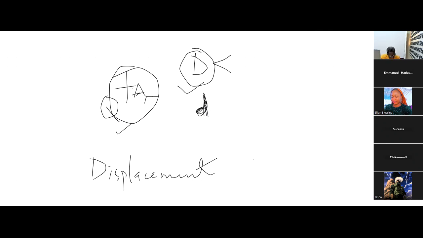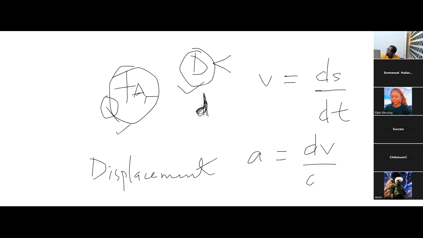If you are looking for the velocity, that would be change in distance all over change in time. Change in distance all over change in time. That is the velocity. You now want to go to acceleration, which is equal to change in velocity all over change in time.